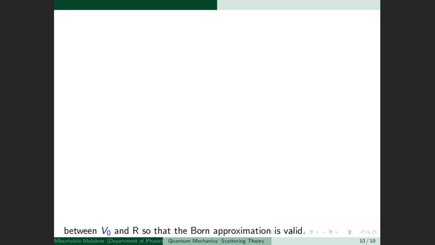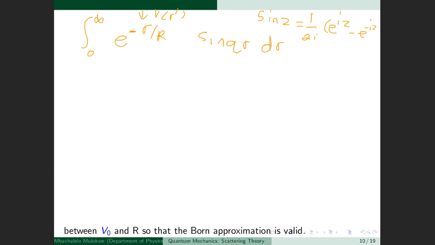So let's go ahead and compute these types of integrals. You have to integrate from 0 to infinity e to the minus r over r, which is just V of r prime, but you still have to multiply this by sine qr and then integrate. To do these types of integrals, you use the same trick that I gave you in the test. You write a trig function in terms of exponentials, so sine of z is 1 over 2i times e to the iz minus e to the minus iz. You just plug this in, so this will split into two terms.